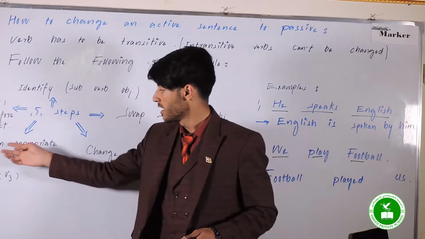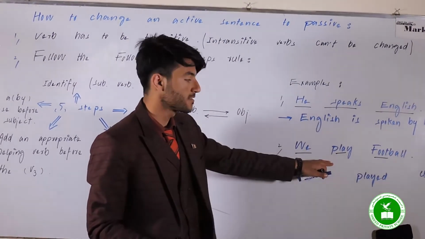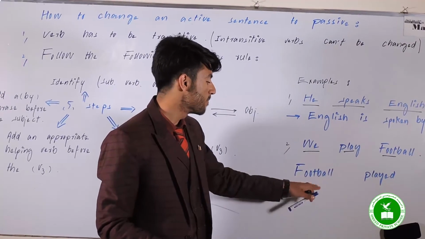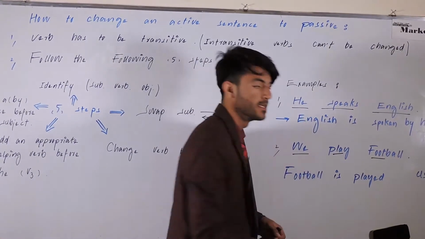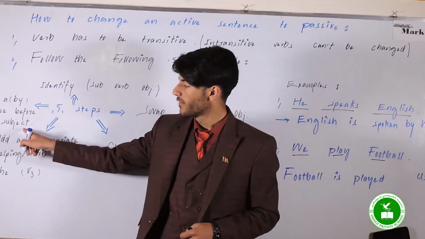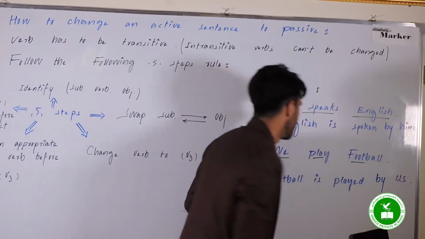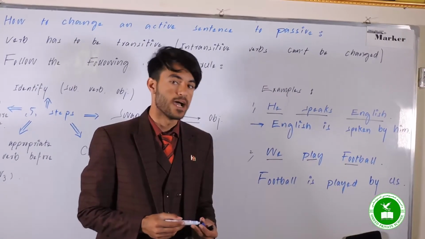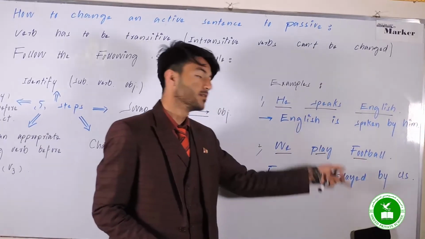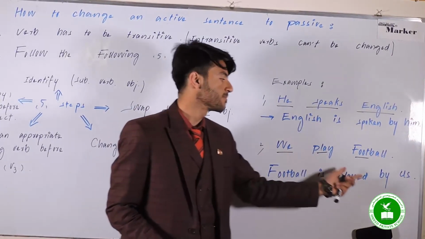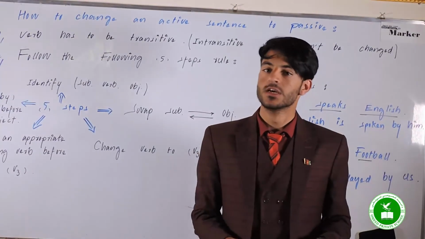The fourth step, add an appropriate helping verb before the third form of the verb. This is all simple present tense, right? So football is played. In the last step, add a by phrase before the subject. By us. Football is played by us. Again, active sentence: we play football. Passive sentence: football is played by us. So that's how we change an active sentence to passive.